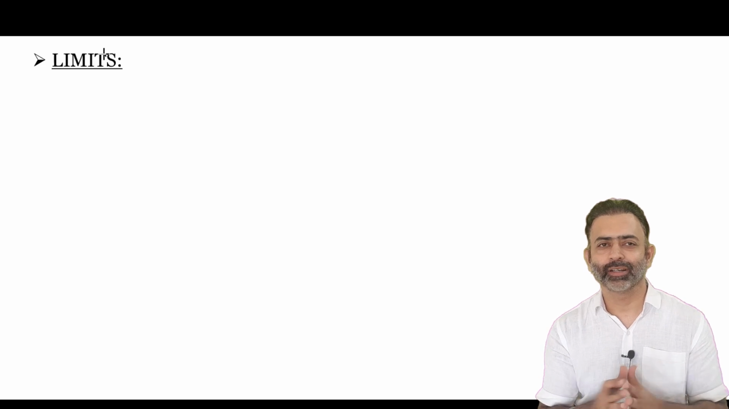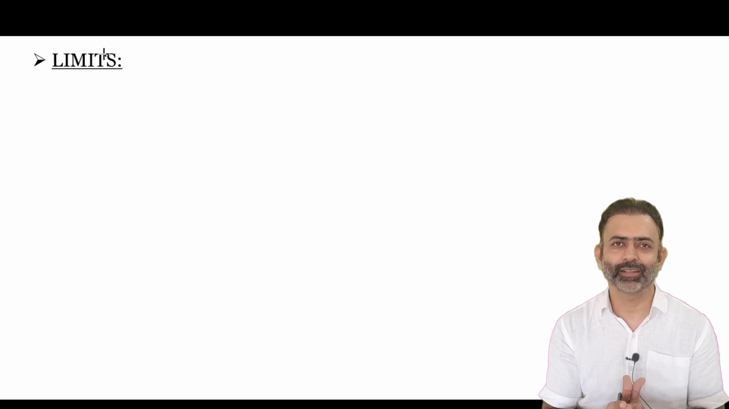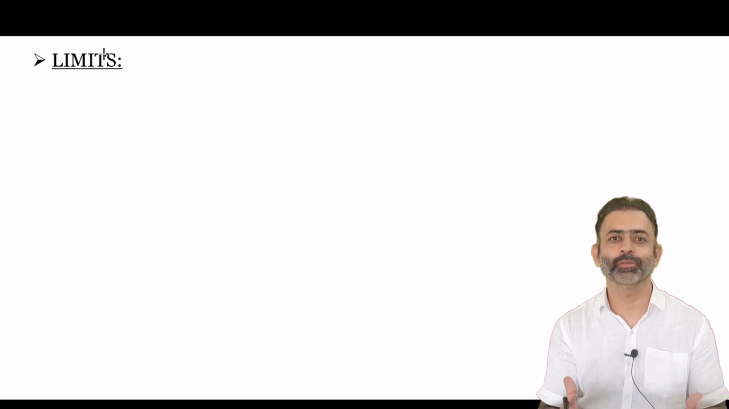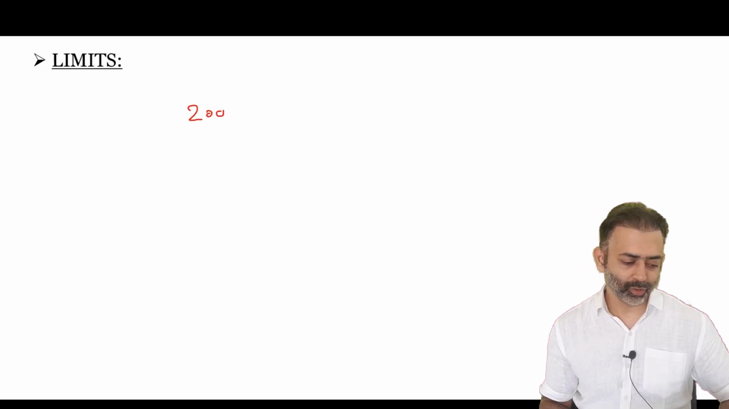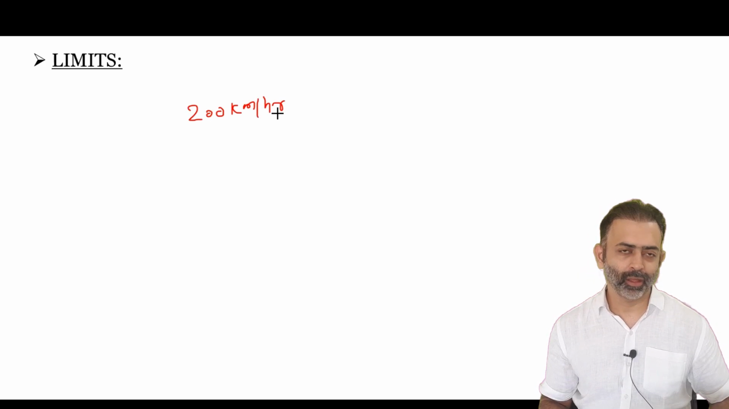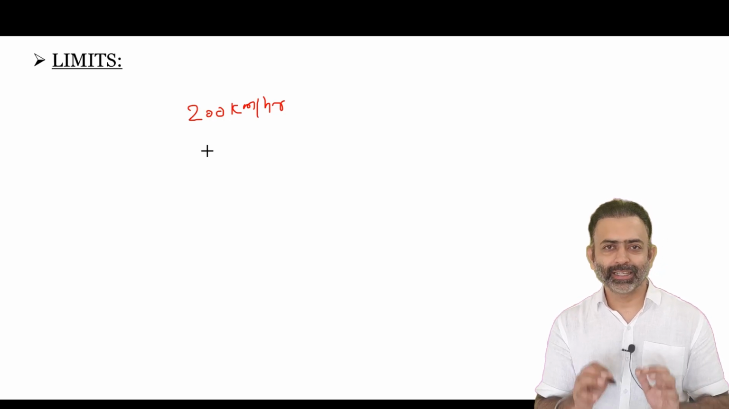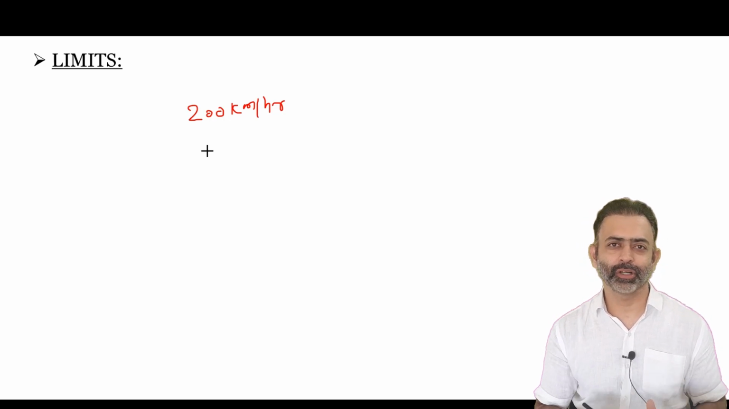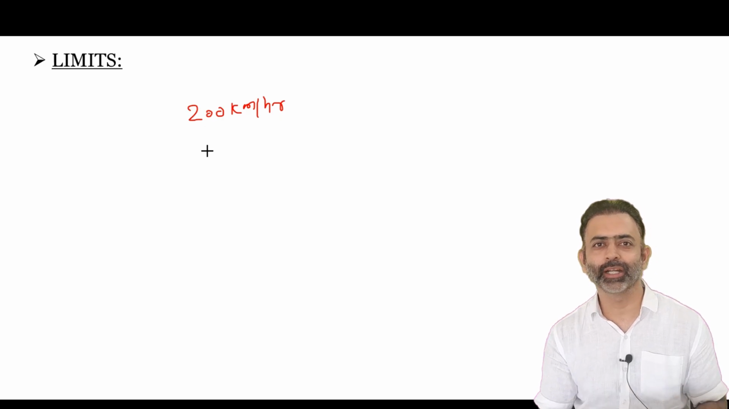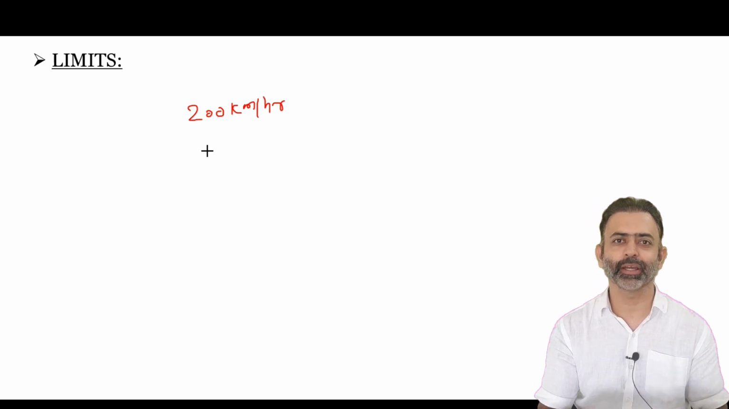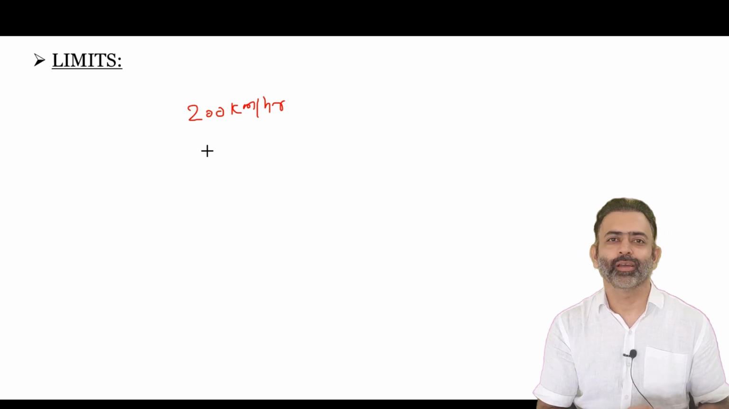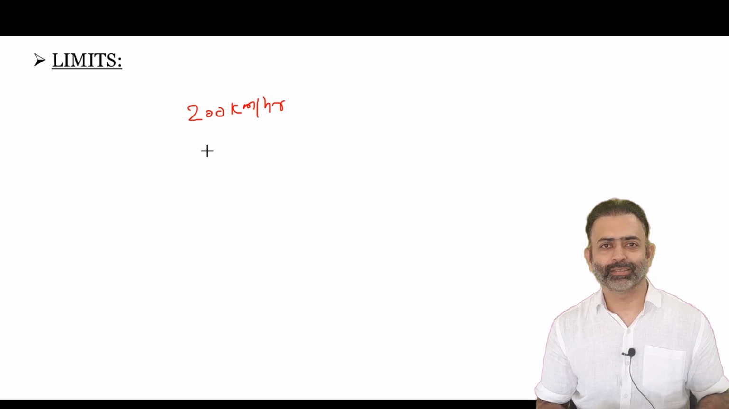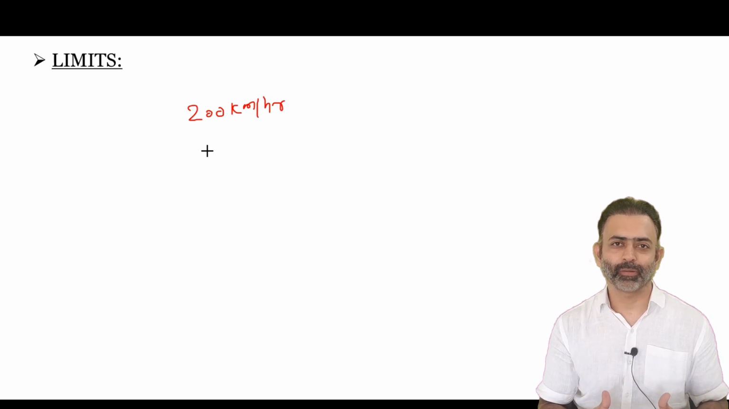In order to understand limits, I give you an analogy. Suppose we have a motor car, and its maximum speed is, let us say, 200 kilometers per hour. Seldom does it occur that we reach this 200 kilometers per hour. We may reach 180, 185, 189, 190, or even 195, but it doesn't happen that we exactly reach 200 km per hour.